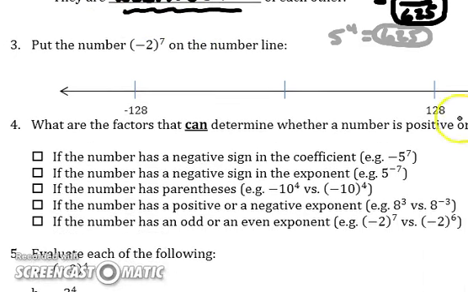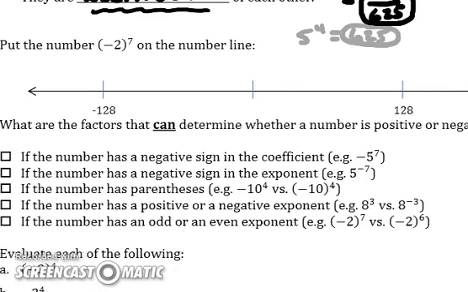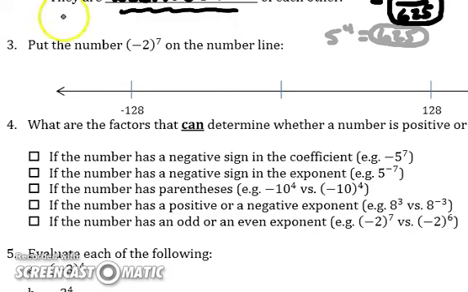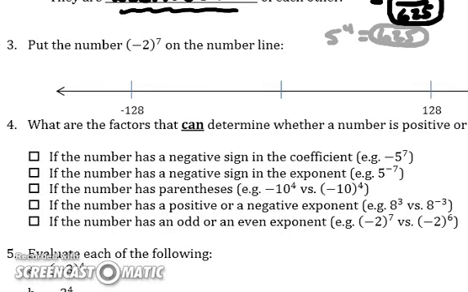Number three is just making sure that we understand that this negative part, even though it's raised to a power, is different from the situation in number 1. In number 1, we had an even power. In number 3, we have an odd power.